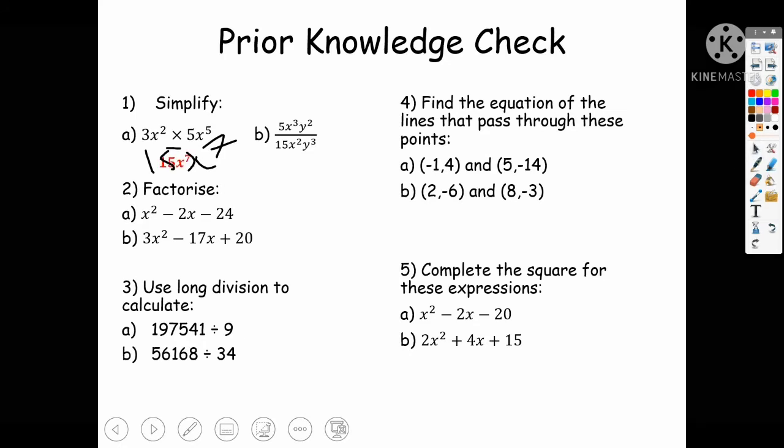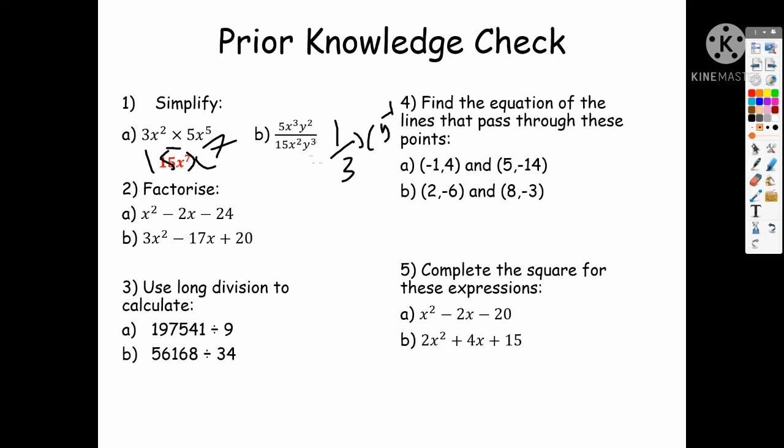Second one, not much more difficult. And this time, 5 divided by 15 is a third. We have 1/3 of x, because taking away here y to the negative 1. They've done it like that, but you still get the same answer, they've just done it slightly differently. Because the negative power, you can put it as a reciprocal, which I suppose you can do.